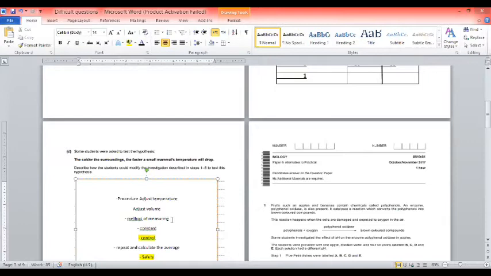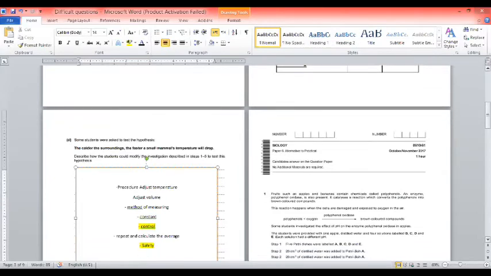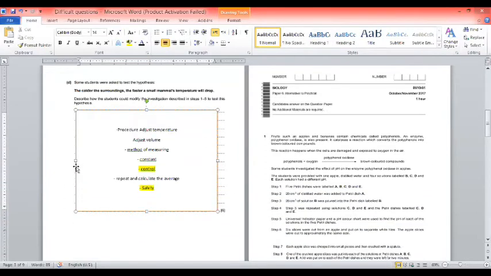You have to make sure that you have mentioned 6 main points, like adjusting the volume, adjusting the temperature, measuring the temperature, using intervals of time, how to keep other variables constant, repeating and calculating the average. You will find out that you have 6 points mentioned to gain marks, okay? So this is regarding this question.